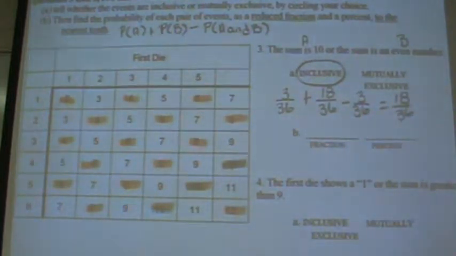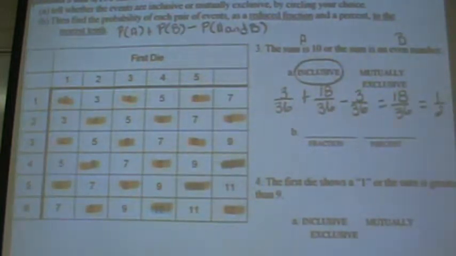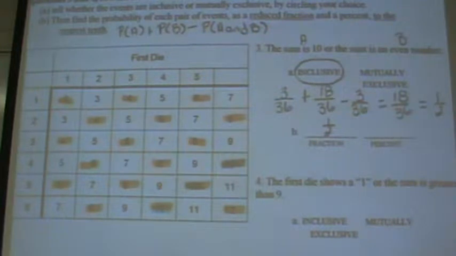And this wants it written as a reduced fraction. So we're going to divide this out, and you end up with 1/2. So 1/2 is your reduced fraction. And then you're going to divide that out, get a decimal, and then convert that decimal to a percentage, which is multiplying by 100, or moving the decimal place to the right 2 places. And you should get 50%.